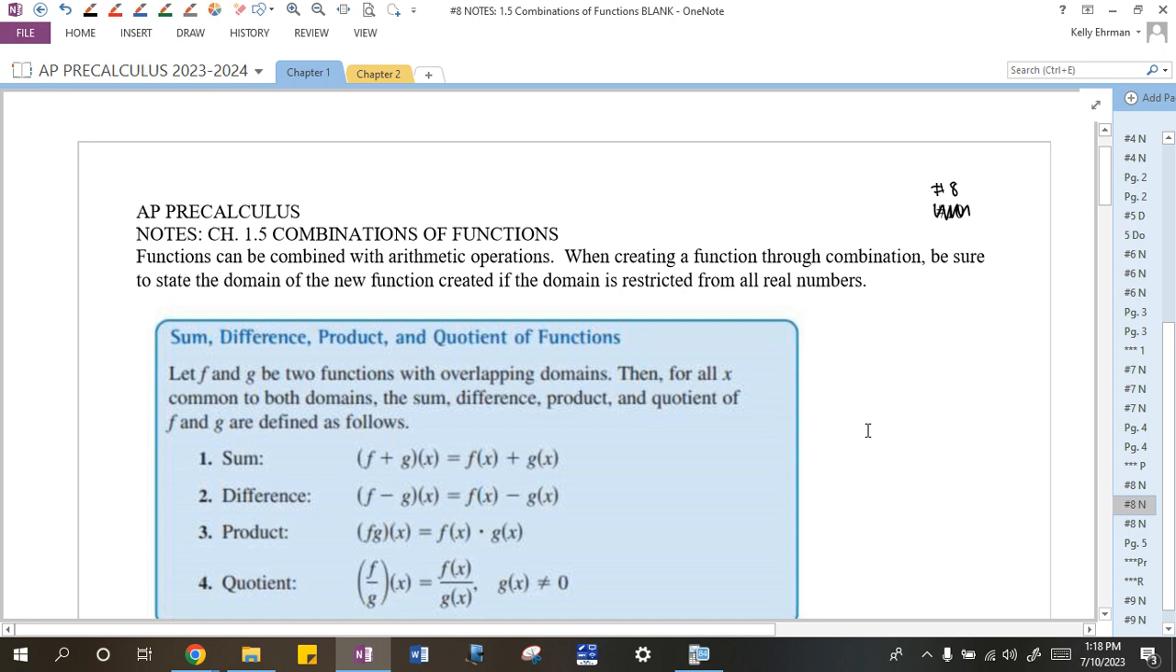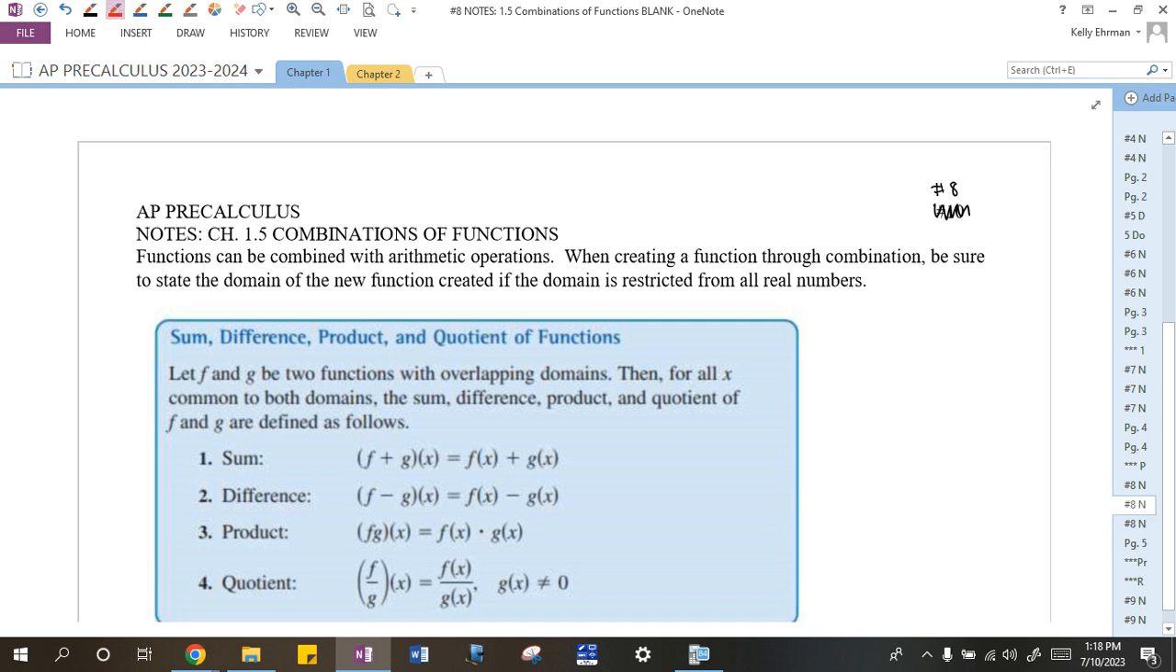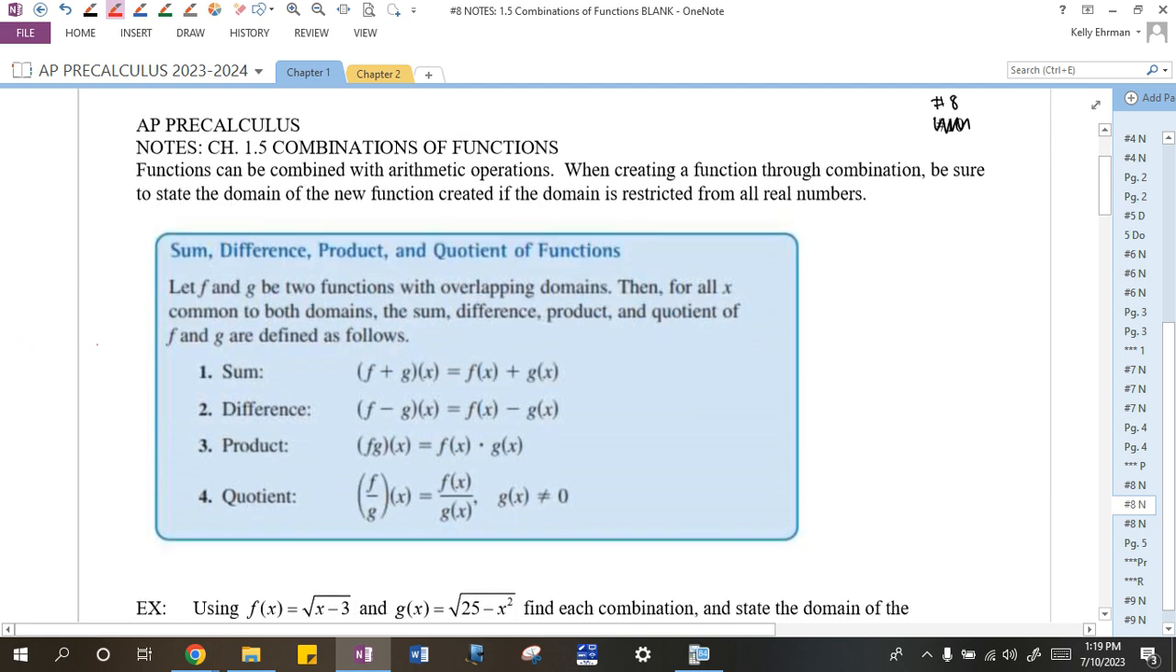Now we're in chapter 1.5 and we're looking at different combinations of functions. So you're allowed to combine multiple functions with addition, subtraction, multiplication, division, any arithmetic operation. And so keeping domain in mind, since we're talking about functions, if there are any domain restrictions, you need to make sure that you list those domain restrictions.